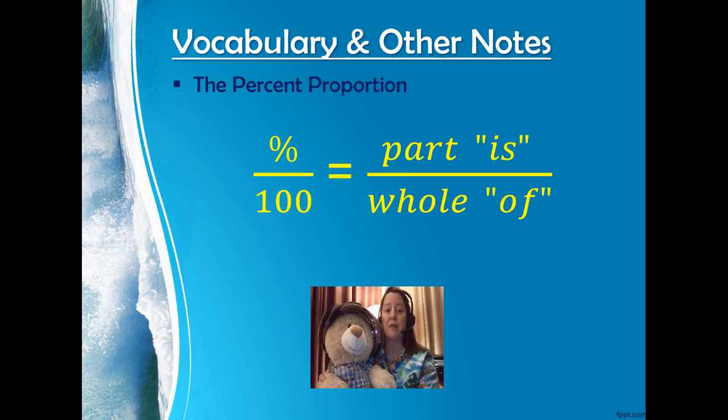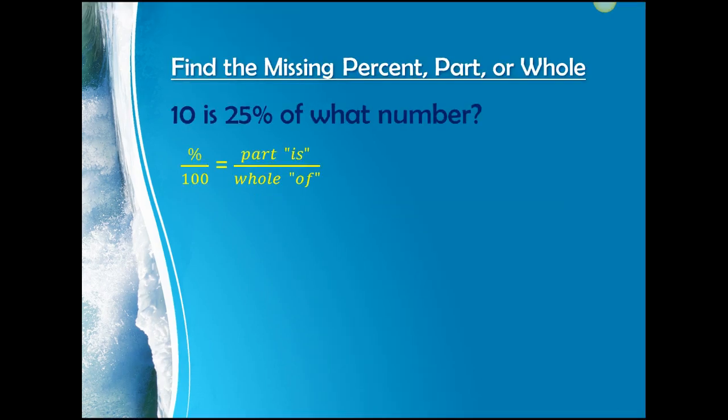Let's try some problems. In our first problem, let's solve: 10 is 25% of what number? We're going to continue to use the percent proportion and we need to identify all the pieces. When we set up the proportion, we know that we're going to have two equivalent fractions. I always like to start with the percent. Percent is always over 100. That's our anchor point, our definition of percent. And that way I already have half of the problem set up.